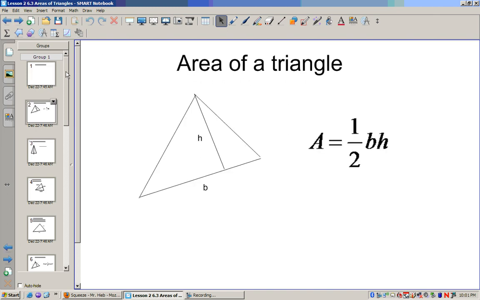We're going to start with your basic formula. Area equals 1/2 base times height. And the base and the height always meet at 90 degrees, meaning that those two are perpendicular.